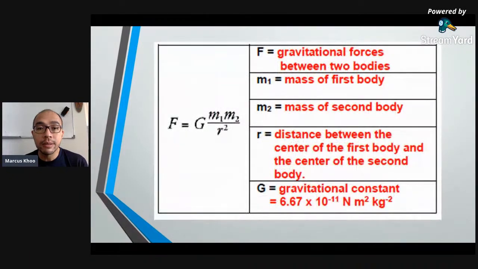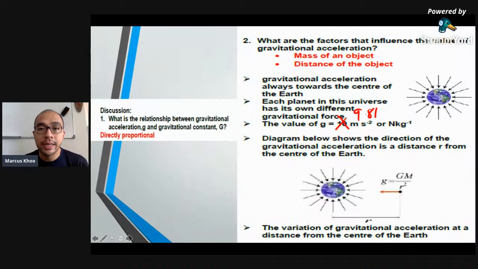So this was the formula that we talked about: F equals G M1 M2 over R squared. The second one was this formula: g equals G, the gravitational constant, times the mass of the Earth or the mass of the planet, over the radius of the planet itself. Whenever we talk about the gravitational acceleration, we always refer to the surface of the Earth, because that's the standard R that we use.